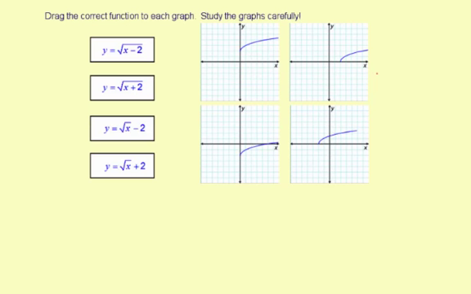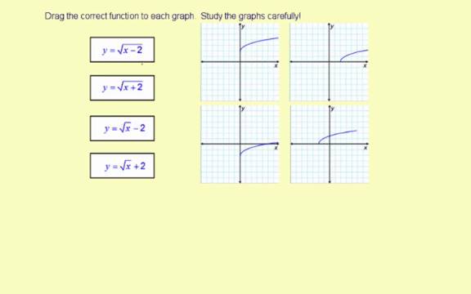Drag the correct function to each graph. Study the graphs carefully. Now comparing the different functions here, it's like they all have the same slope. In other words, there's an invisible 1 in front of all the square root signs.